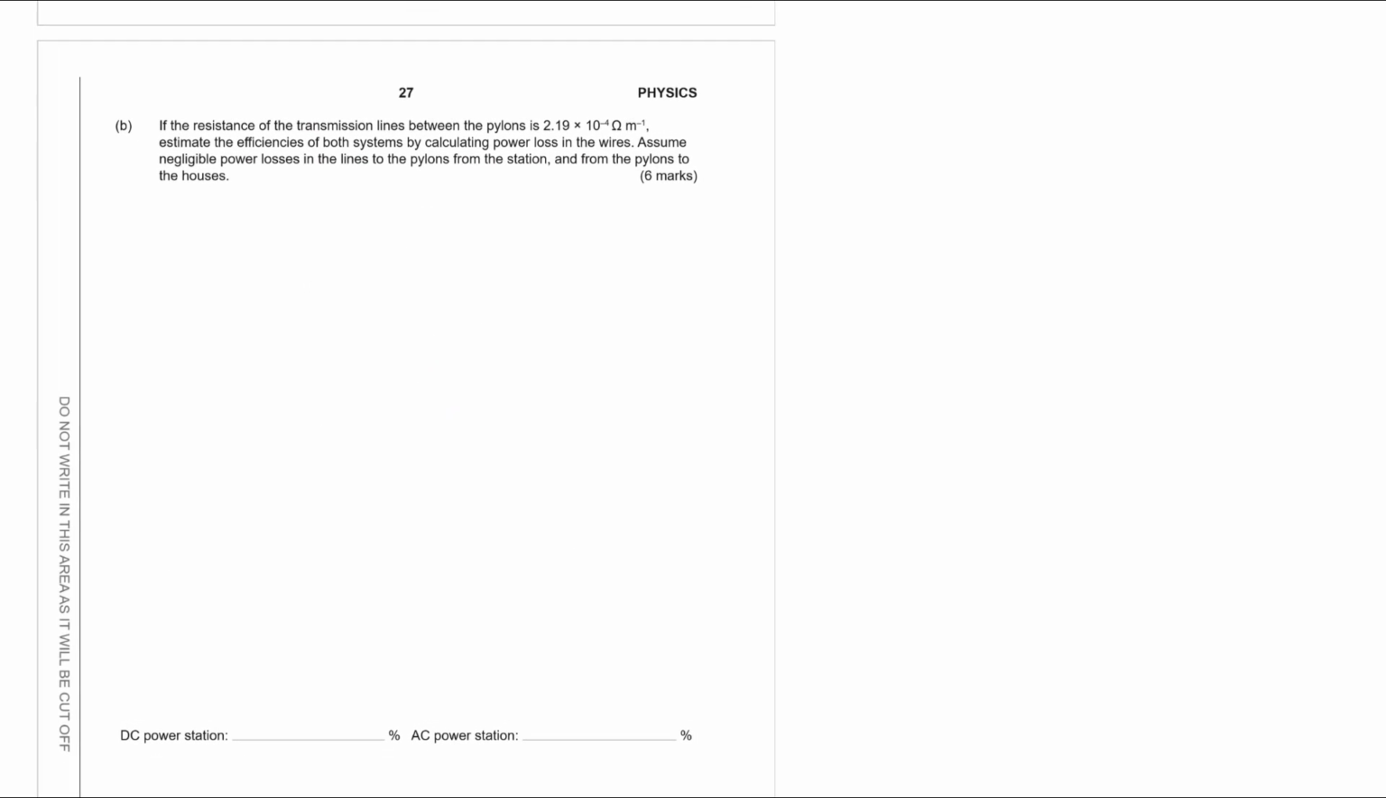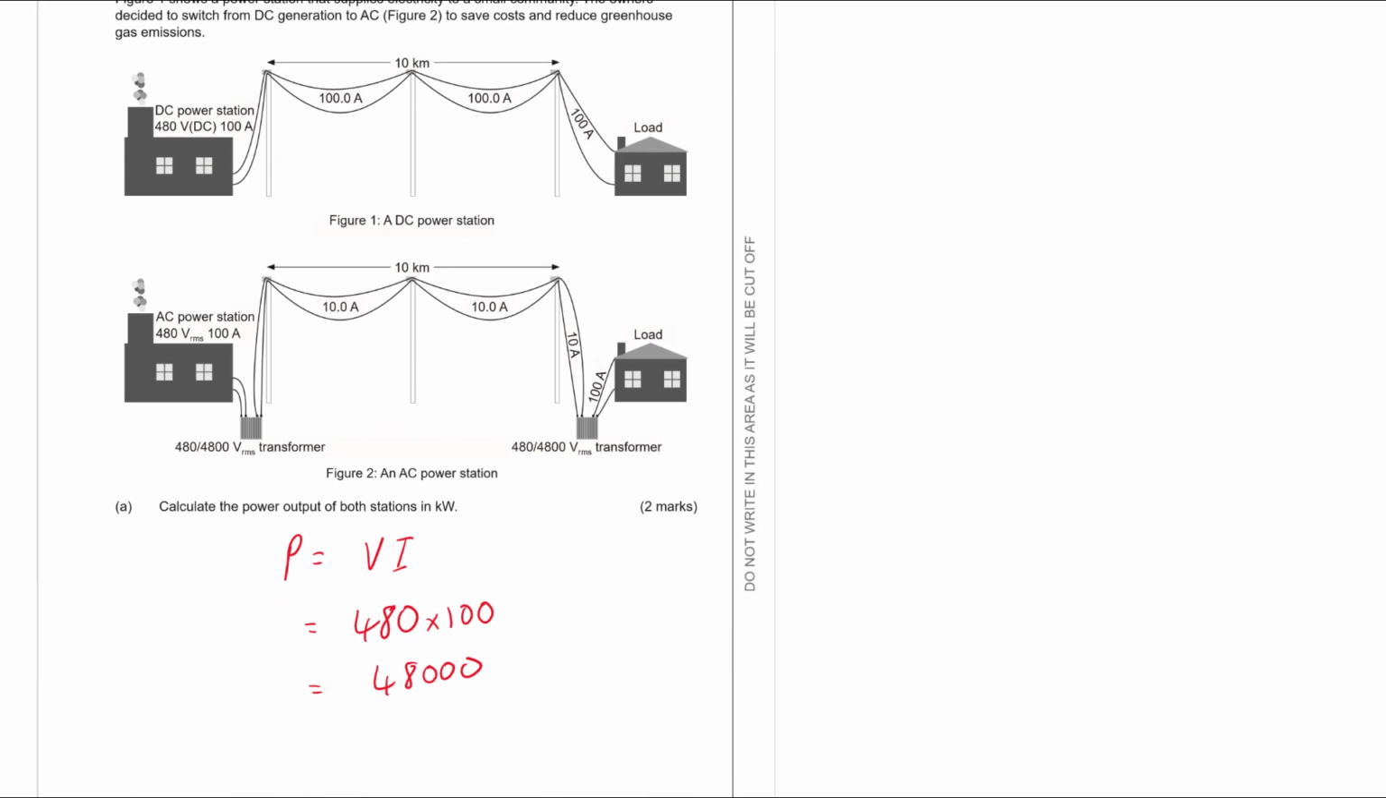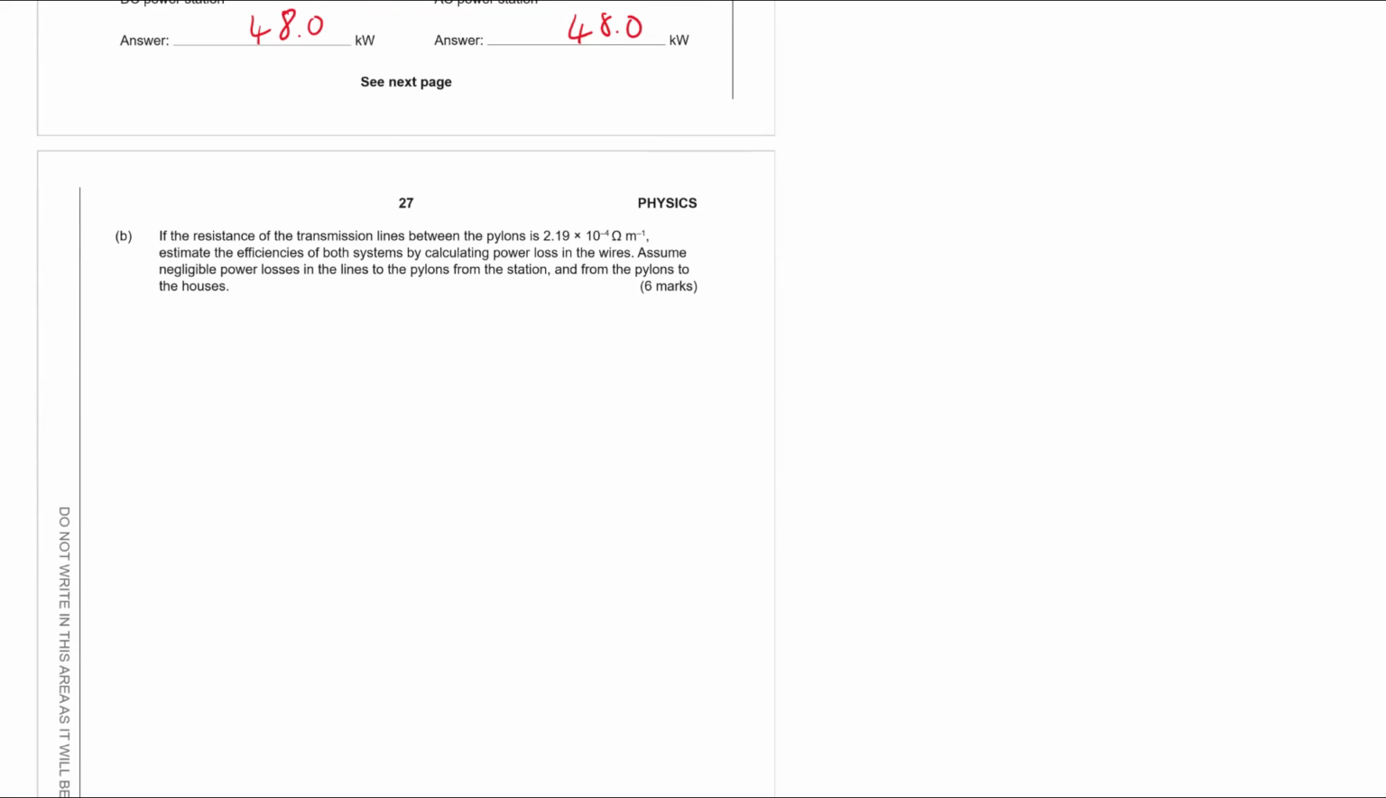Part B is where it gets pretty interesting. It's telling you the resistance of the transmission lines is 2.19 times 10 to the negative 4 ohms per meter. So that per meter is important. You need to know how long the transmission line is to work out the resistance of that transmission line. Now, if you look at the top, it looks like the transmission line is 10 kilometers long, but the feedback from the examiners is that everyone made this mistake. It's actually going to be 20 kilometers because the power needs to obviously run down this line and return back to the power station. So the length of the transmission line is 20 kilometers.